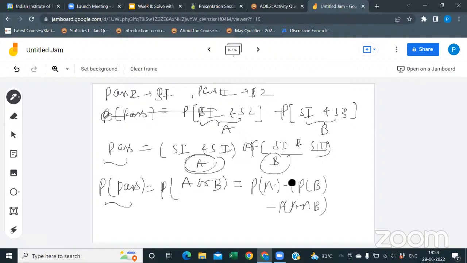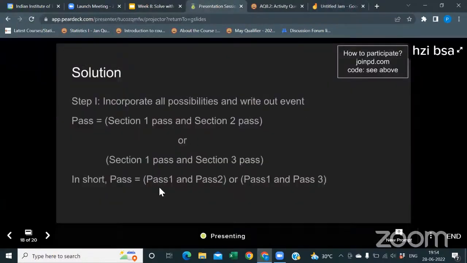Okay. Let's do pass 1 and pass 2 as A and pass 1 and pass 3 as B. Can I do? Yes, sir. So what is the pass? We can't hear you, sir. So much choppiness. Okay, now is it okay or not? Yes, a little bit better. Okay.